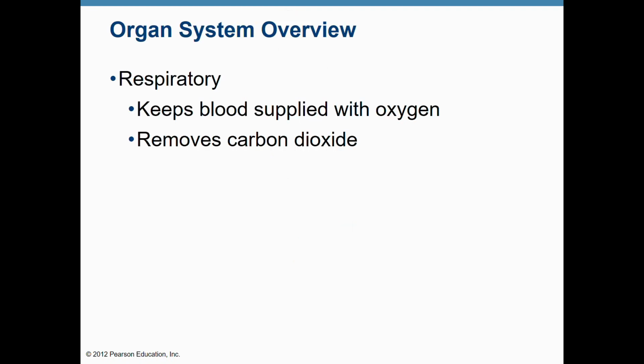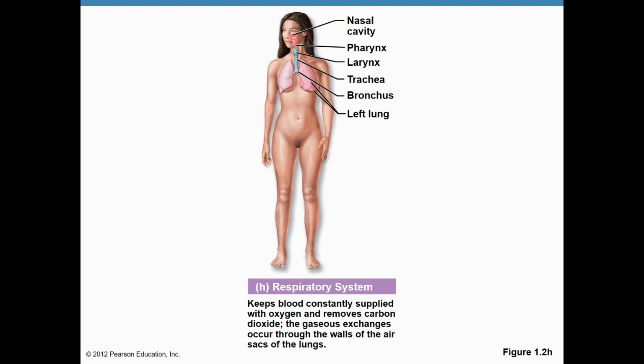Our respiratory system is composed of the lungs and air passageways such as the pharynx of our throat, the larynx, which is our voice box, the trachea, our windpipe, and bronchial tubes leading into and out of our lungs. Its functions: it transfers oxygen from inhaled air to blood and carbon dioxide from blood to exhaled air. It also helps regulate acid-base balance of body fluids.